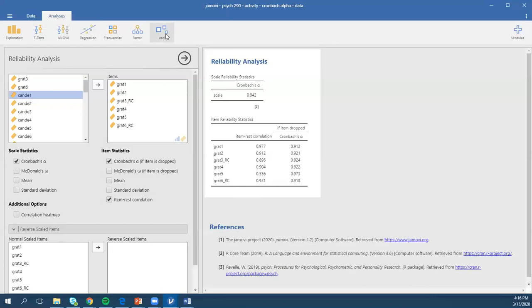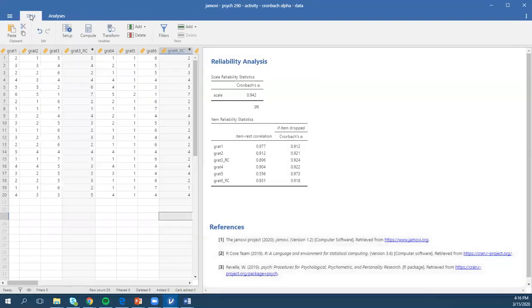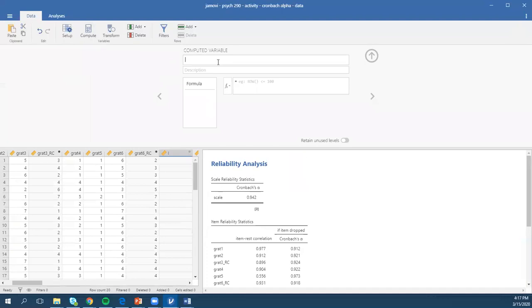In this case, we're ready to actually make the average for this scale. So to do this, we need to compute yet another new column. So we're going to take the average of each individual's response to these questions. So let's compute a new column and call it, there we go, average GRAT, right? So we're going to take the average of the gratitude scale.